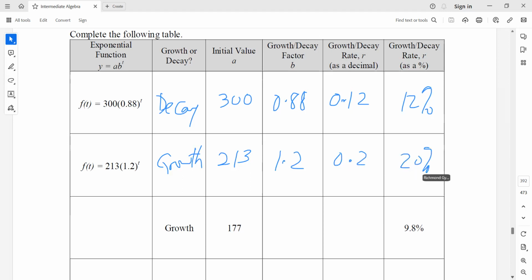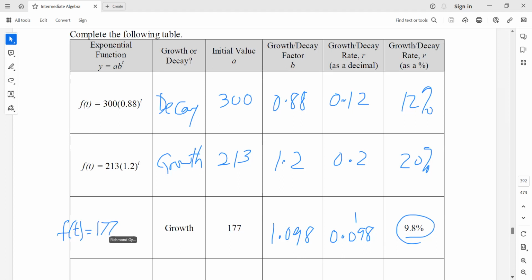For the next one, we have 9.8% here, but it says it's a growth, right? So our B, let's start with our R. 9.8% is 0.098. Okay, so 0.098, and because this is a growth, we're going to get 1 plus 0.098. So that gives us that, and this should be y. F of t equals 177 times 1.098 to the power t.